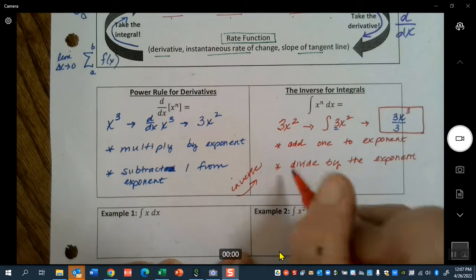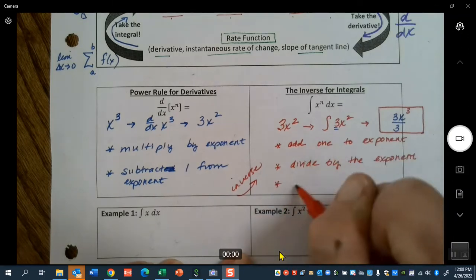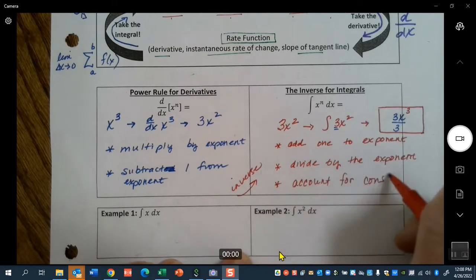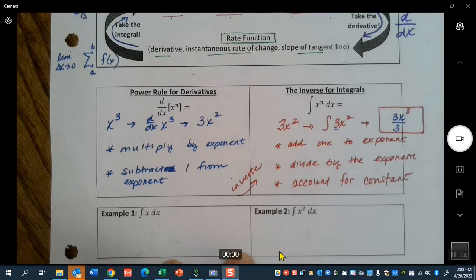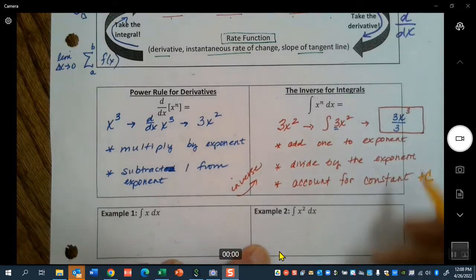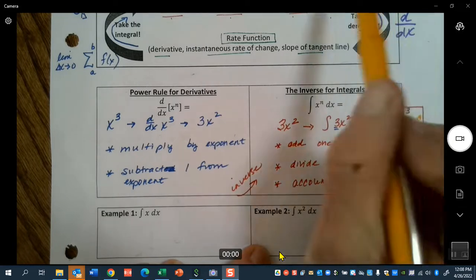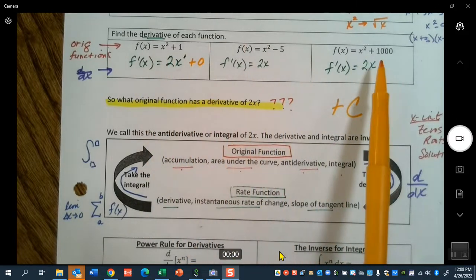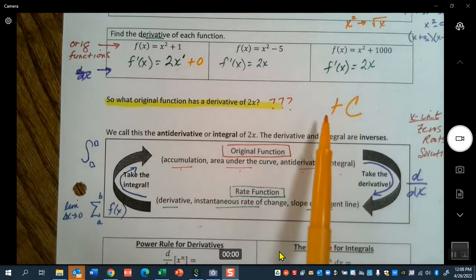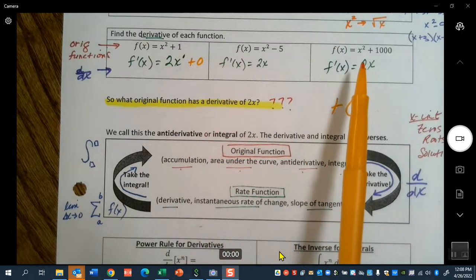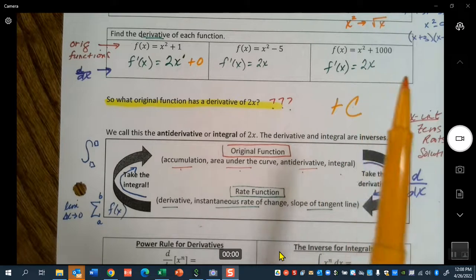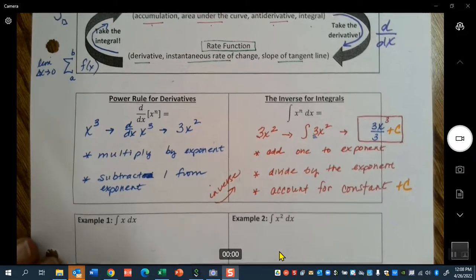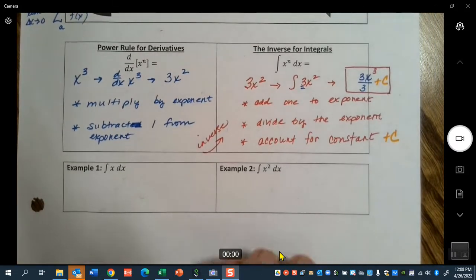And our last conversation that we need to remember is we need to account for whether or not there was a constant in my original function. We need to remember that plus c because of this conversation up here. How do I know which is my original function? I'm going to have to do some more math to figure out what that constant was that I lost when I took the derivative. Now that I'm doing the opposite of taking the derivative, I need to remember to account for that plus c.